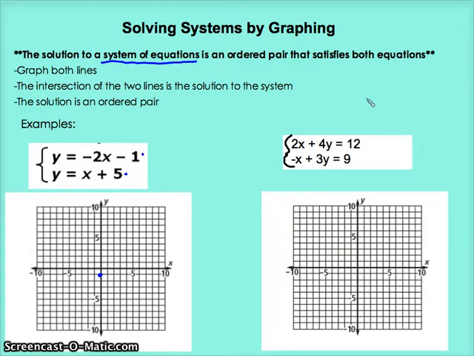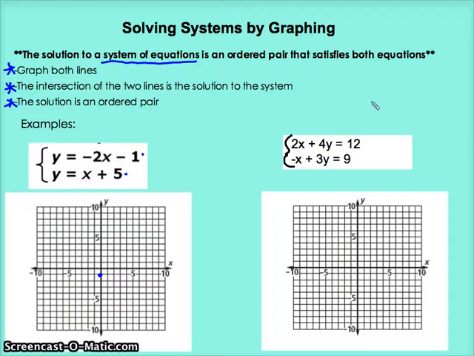Now, on to the graphing piece. We're going to graph both of these lines to find their intersection, and that intersection will lead us to the solution to this system. So, the process goes, we graph both lines, we look for that intersection, and that intersection is the solution to the system. The solution is always written as an ordered pair.